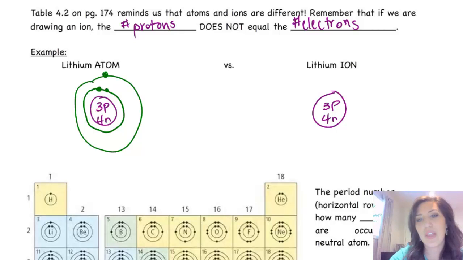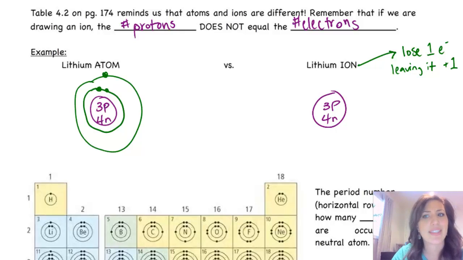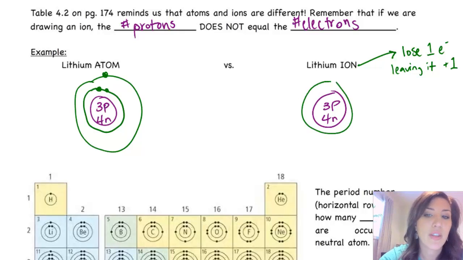We know that a lithium ion will like to lose 1 electron. So that means it's going to be left with a plus 1 charge. So how do we draw this? Well, if it's going to lose 1 electron, we need to get rid of one of them in our drawing. So if we had 3 and we need to get rid of 1, we're only going to draw 2 electrons because one of them got kicked out.